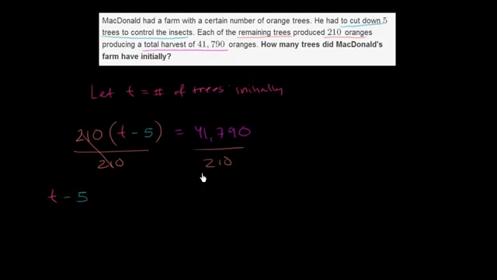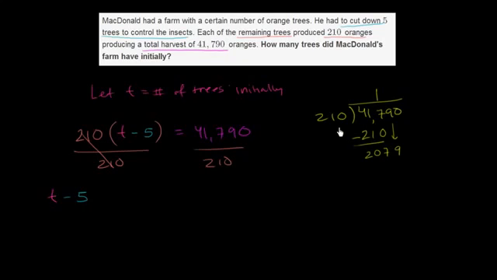The right-hand side, let's see, what is 41,790 divided by 210? Do some long division here, on the side. Let's see, 210 does not go into 4, does not go into 41. It goes into 417 one time, because 2 times would be 420. One times 210 is 210. You subtract, you get 207. And then you bring down the 9.